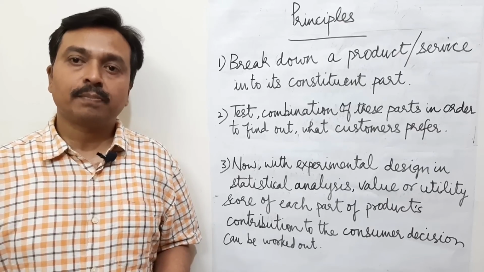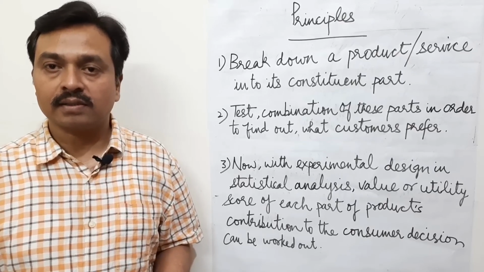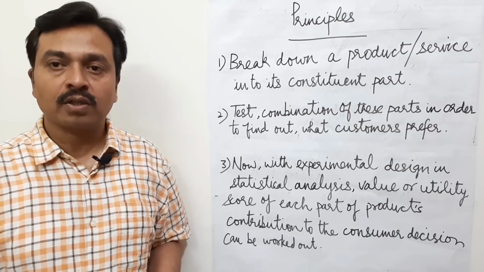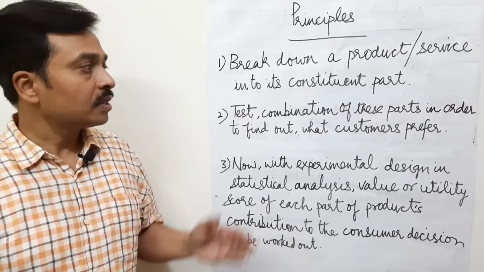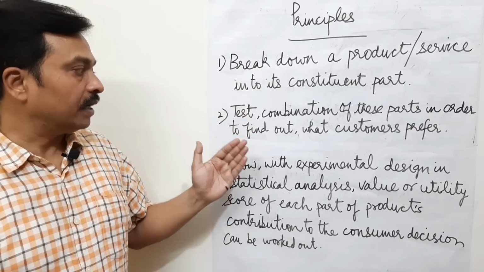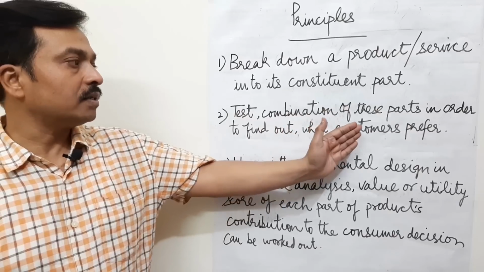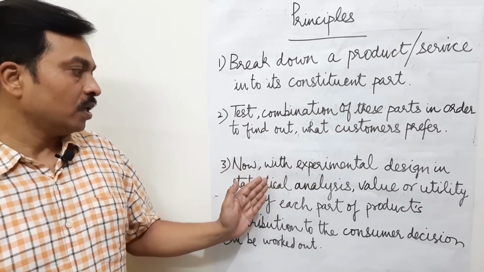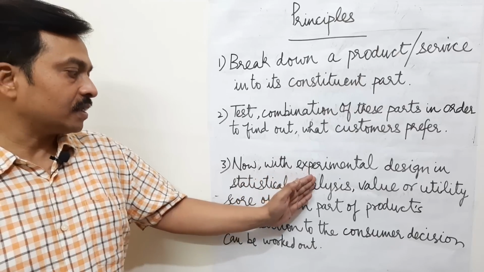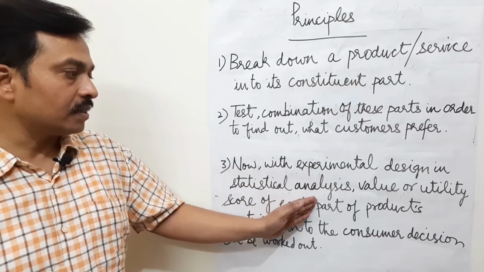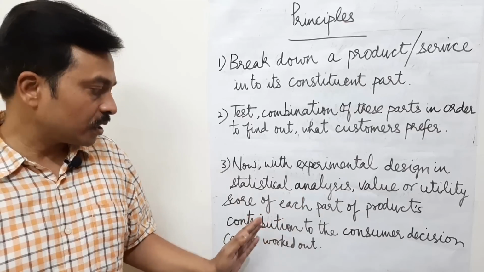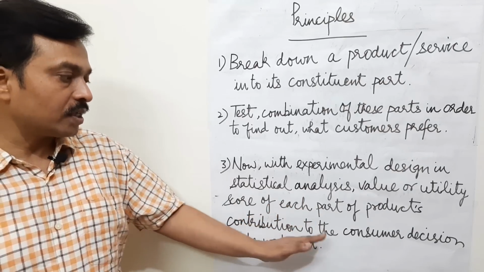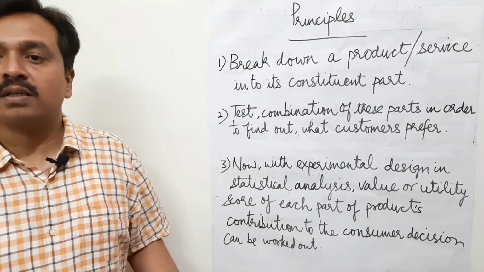Let us now discuss the principles of conjoint analysis. The principles behind conjoint analysis start with breaking a product or service down into its constituent parts. Then testing the combination of these parts in order to find out what customers prefer. Now, with experimental design and statistical analysis, the value or utility score of each part of the product's contribution to the consumer decision can be worked out.